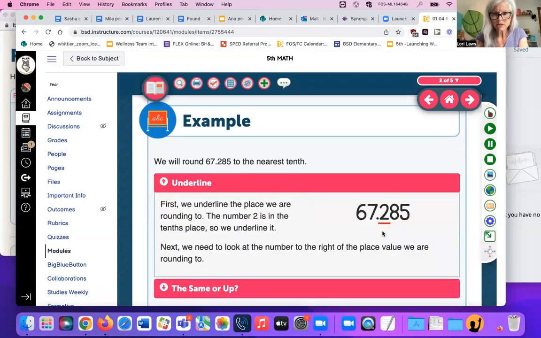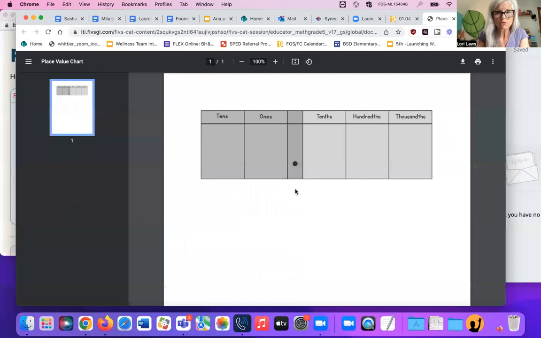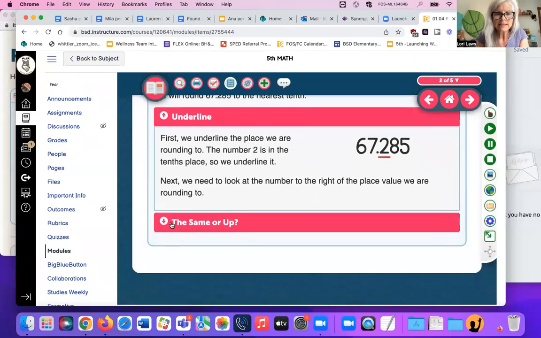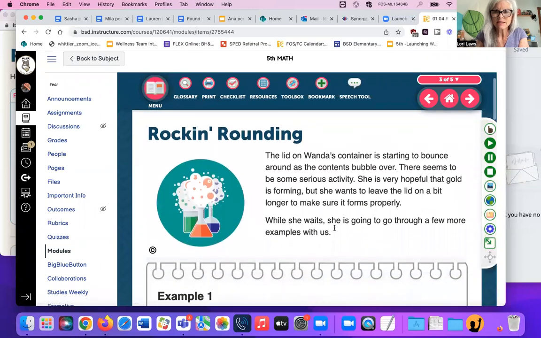We underlined our nearest tenths. We talked about how if you can't remember where a tenth is, you can click on your resources up here and go to your place value chart that's in your resources and remind yourself, oh yeah, tenths are here, hundredths here, and thousandths here with that THS. That's in your resources up here in your filing cabinet. And then we just had to decide, is that 2 going to stay the same or go up by looking at the number to the right, the 8, and we all decided it went up to 67.9. Okay, and everything to the right of that didn't need to be there.